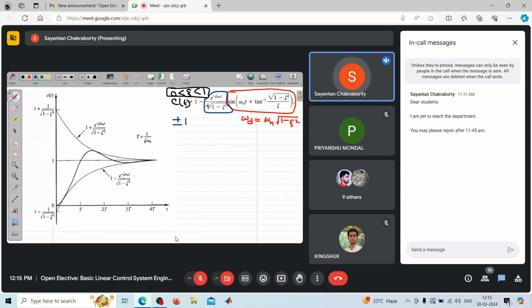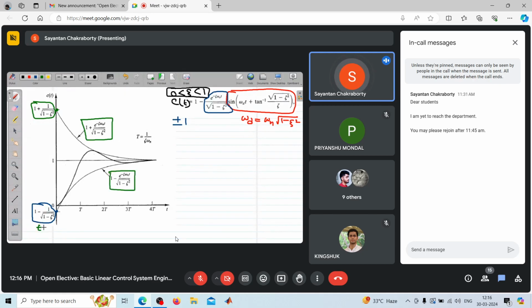When this is plus 1, then what do you have? 1 maximum. For this maximum value, it is 1 plus e to the power minus zeta omega n t. So this is one peak of the envelope. And when it is negative, then it becomes 1 minus this term, so this is another peak of the envelope. And for each subsequent value of the sinusoidal signal, this envelope will be like this. So it has a nature like this.